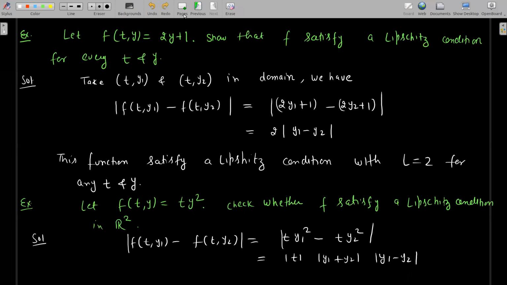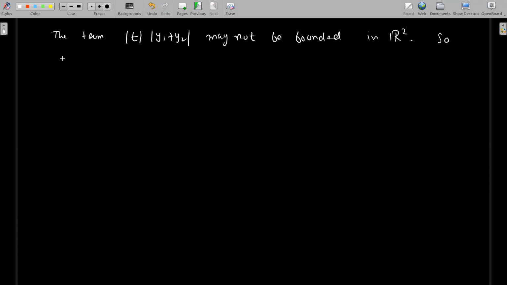But here, the term mod t into y1 plus y2 may not be bounded in R2. So f is not, sometimes we say that f is not Lipschitz.